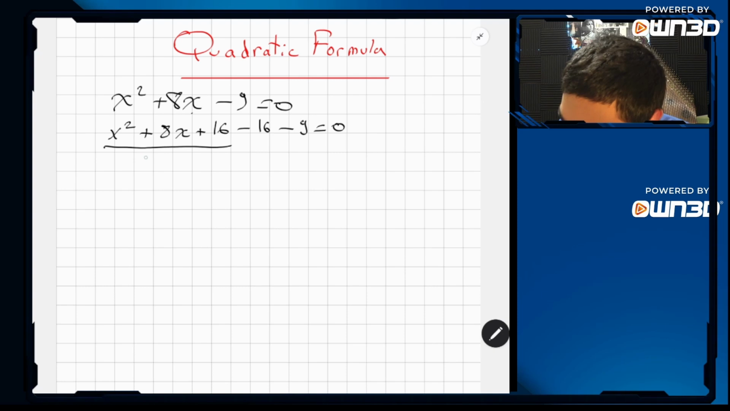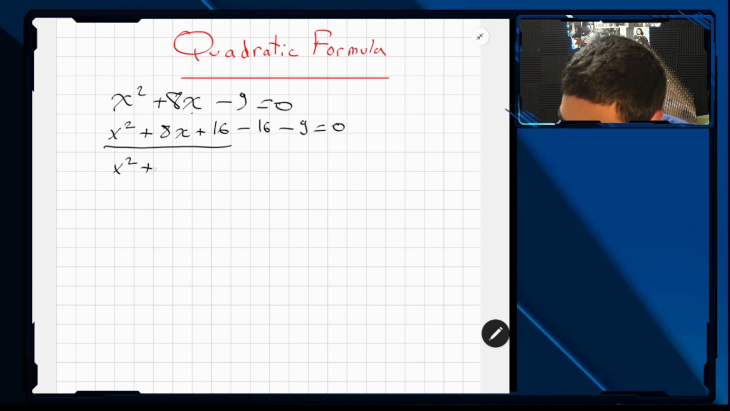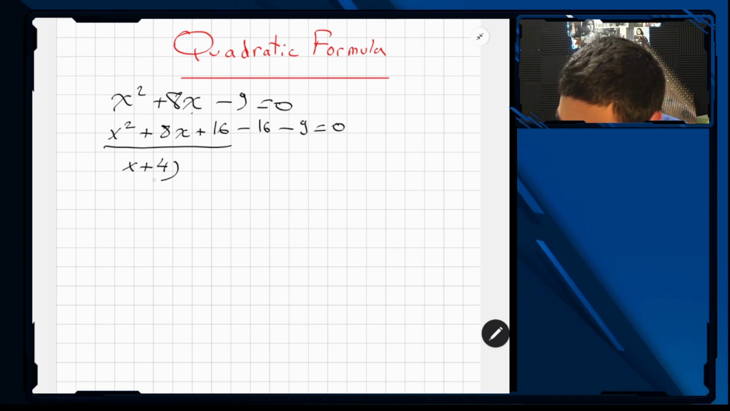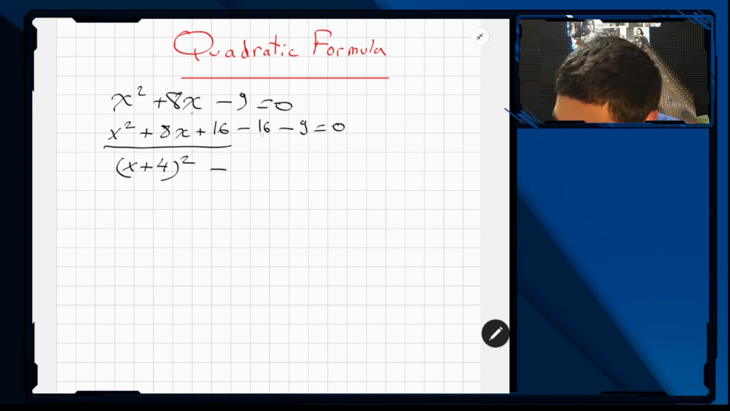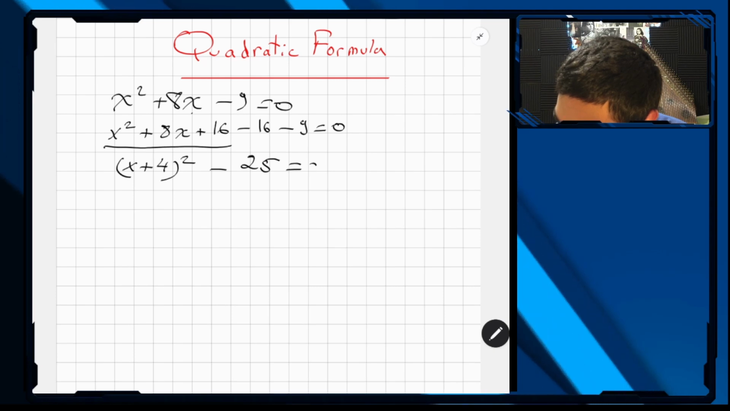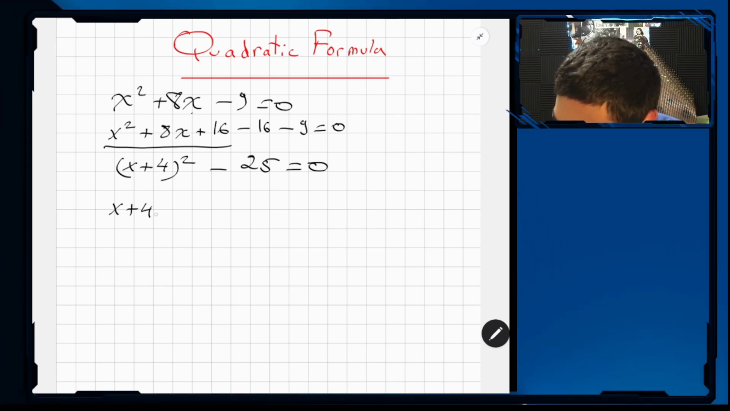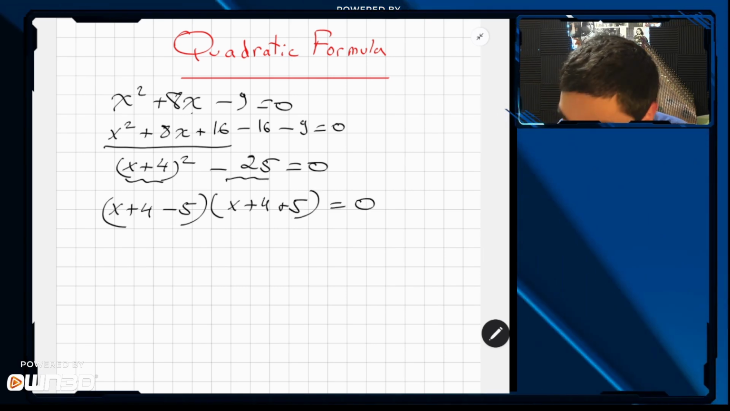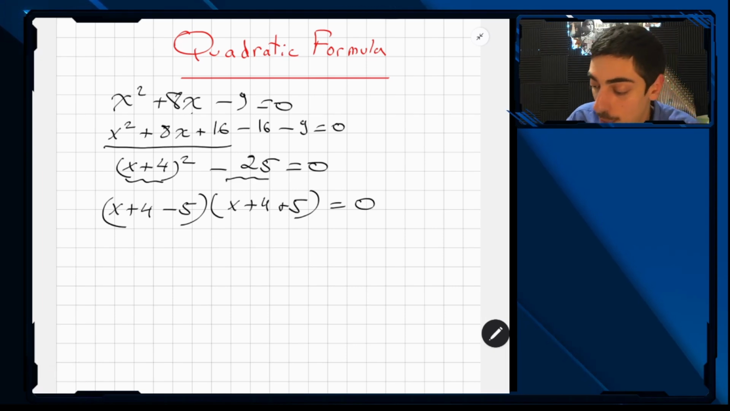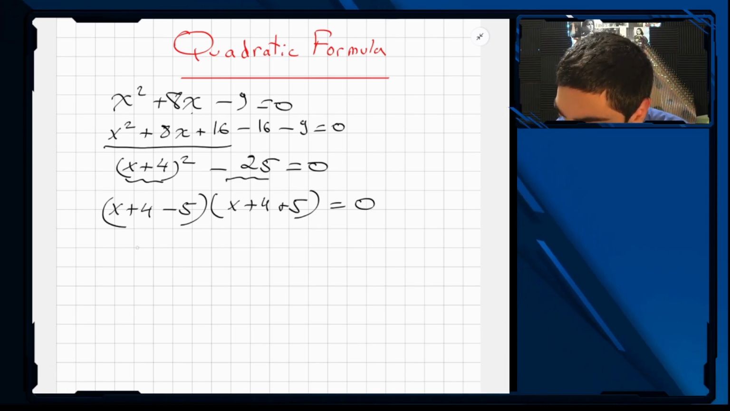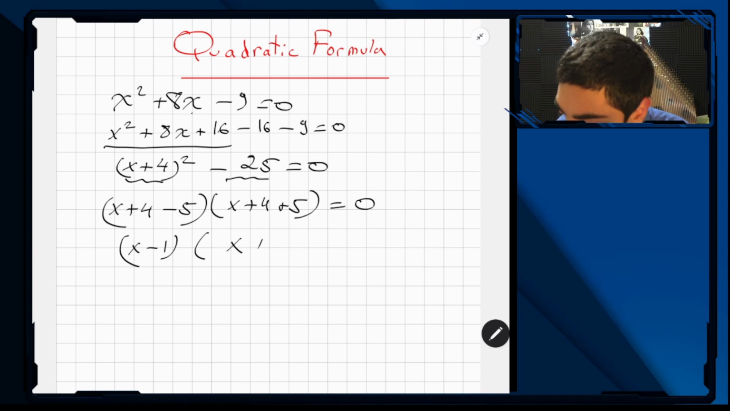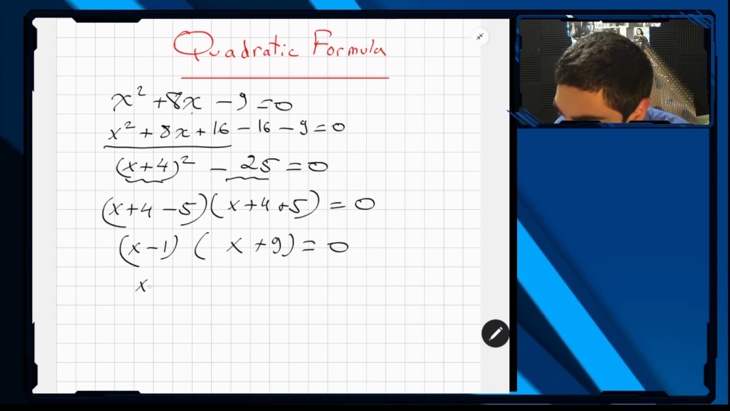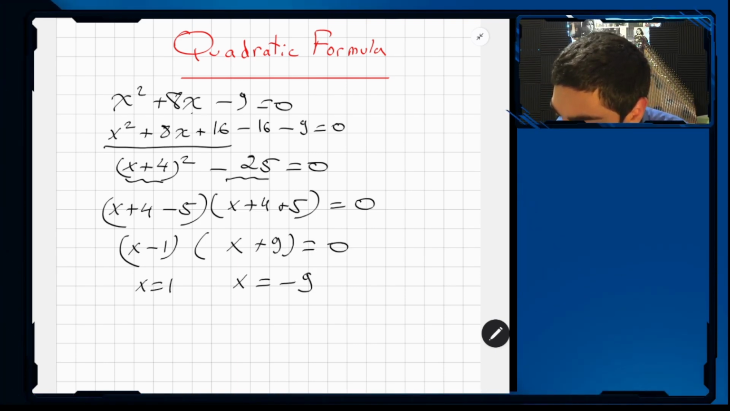If you cannot do it quickly, review the previous video. x squared plus 8x plus 16 is x plus 4, the whole thing squared. Minus 16 minus 9, that's minus 25 equals 0. And here, x plus 4 minus 5, x plus 4 plus 5, because a squared minus b squared equals 0. Again, I'm doing it quickly because we have studied this last time. And you get x minus 1 into x plus 9 equals 0, x equals 1, or x equals negative 9.